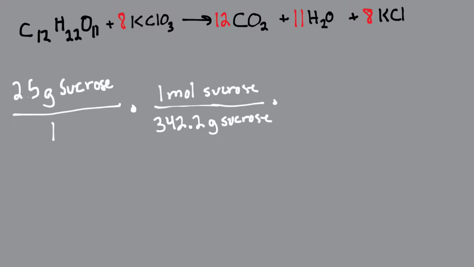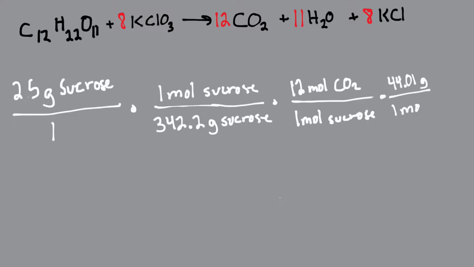So basically we're going to have moles of sucrose on the bottom. So 1 mole of sucrose equals 12 moles of CO2. And then from there, we're going to finish up the reaction by going back to grams. Just because it's CO2, we might as well go back to grams. Molar mass for CO2 is 44.01, so I'm going to multiply by 44.01 grams for 1 mole.